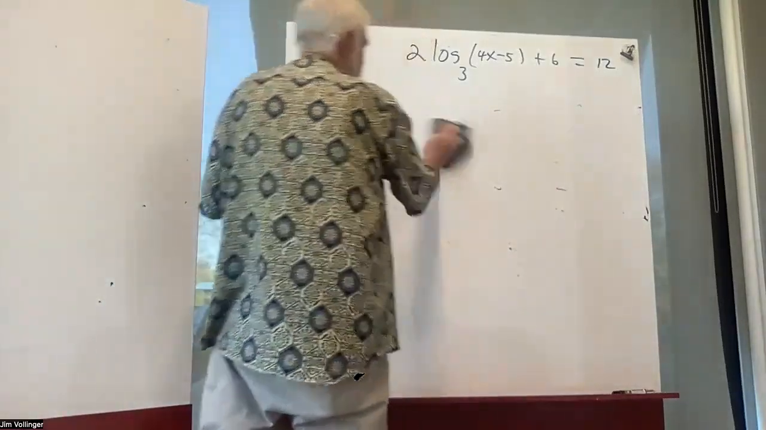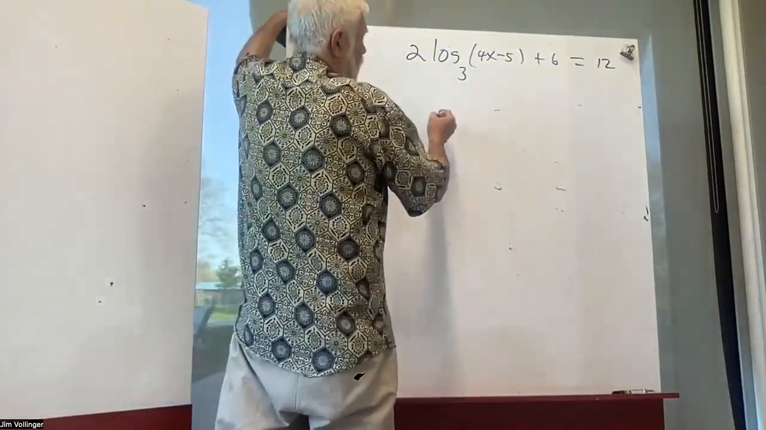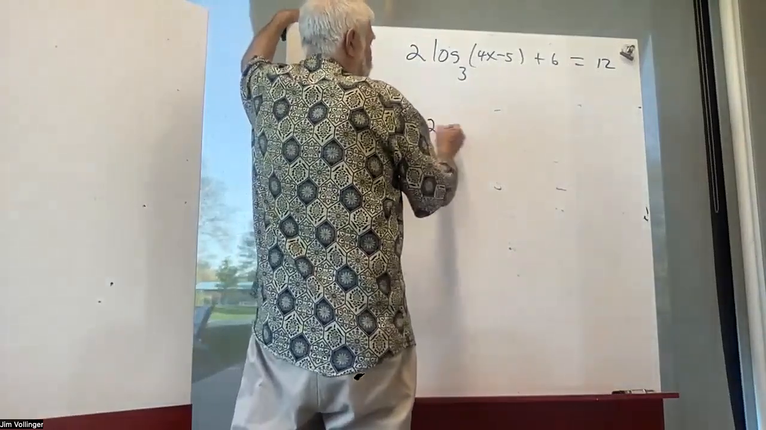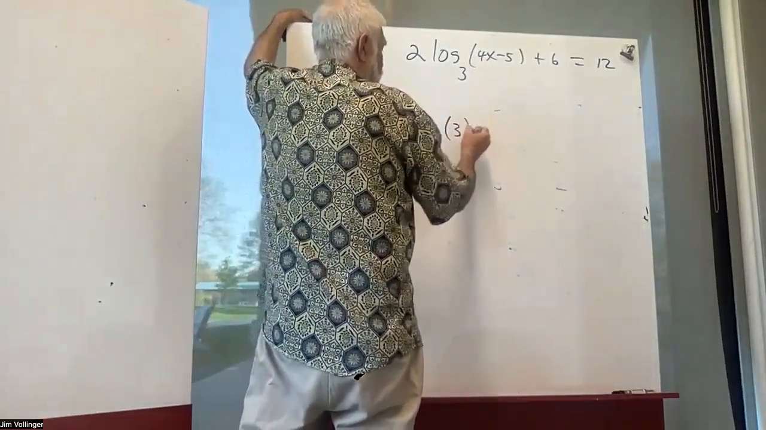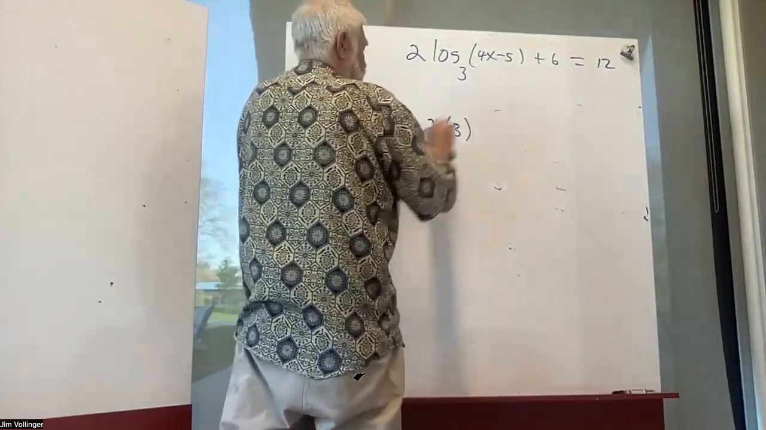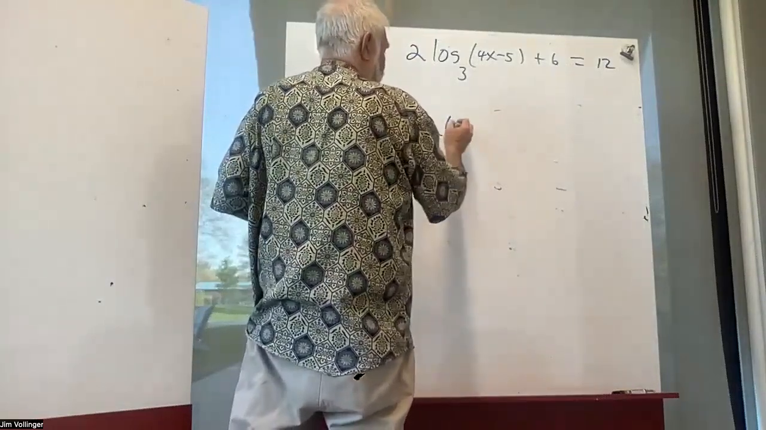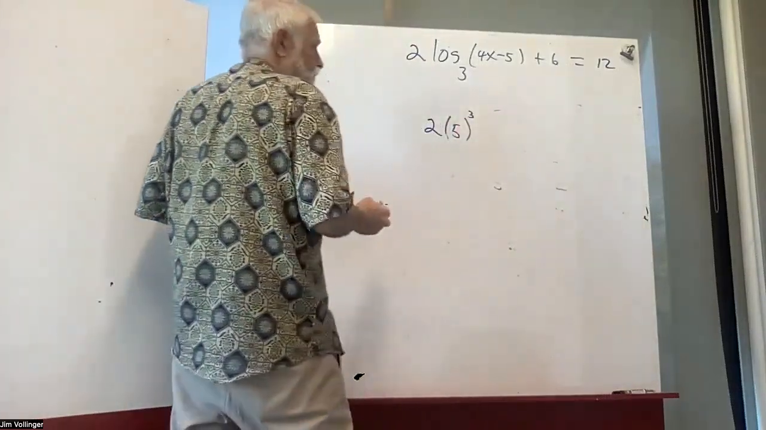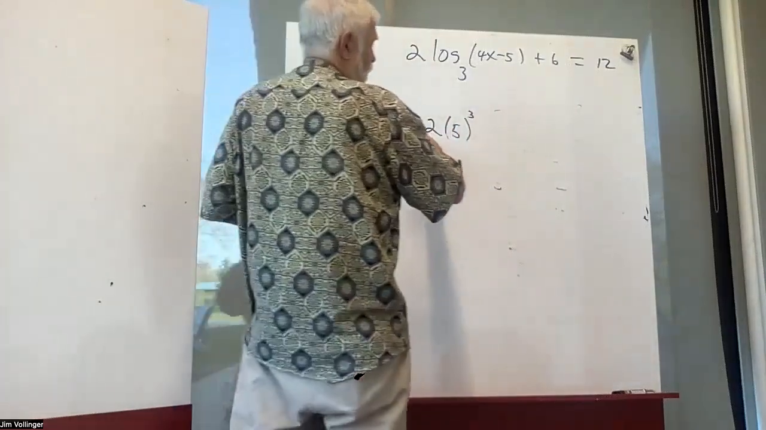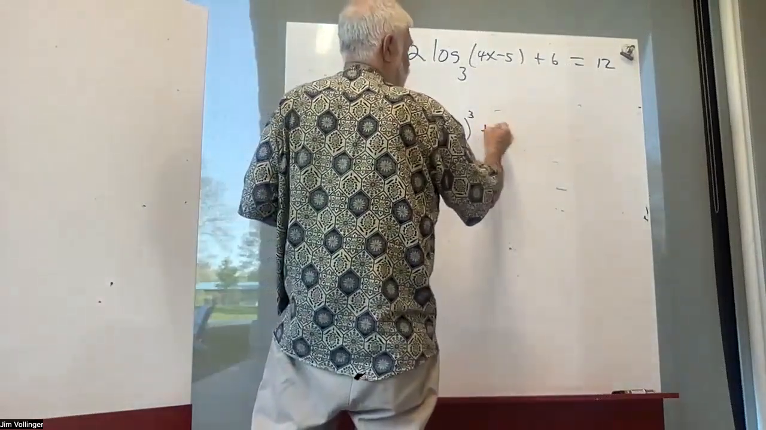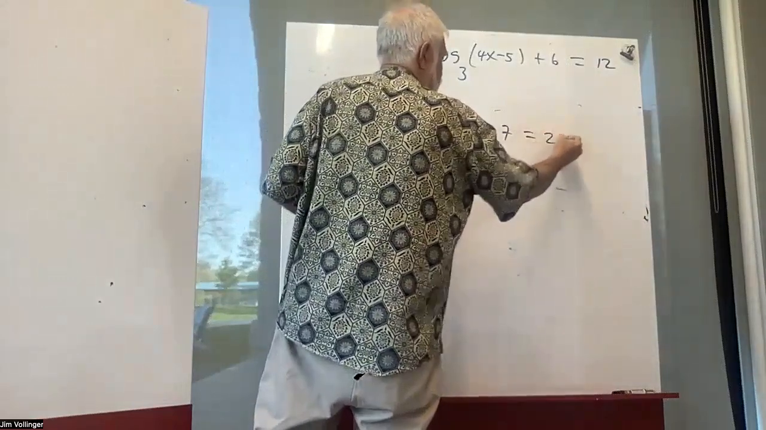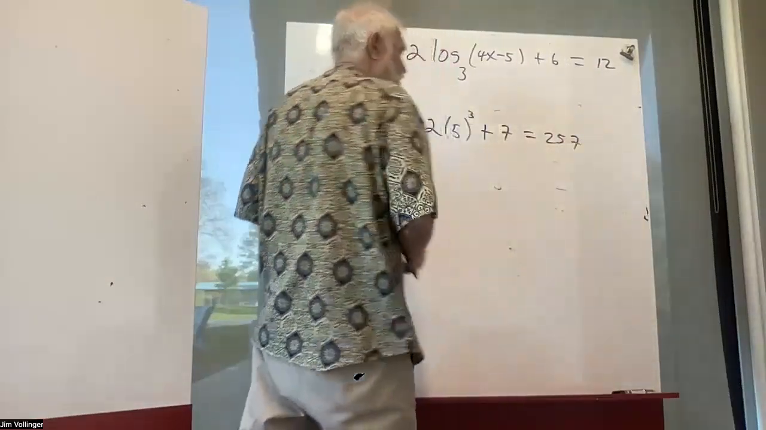So let's look at how would you solve for x if you had 2 times 3, let's see, 5, let's put a 5 in here. 5 cubed. So 125, so 250 plus 7 equals 257. All right, so I just made a canned problem.